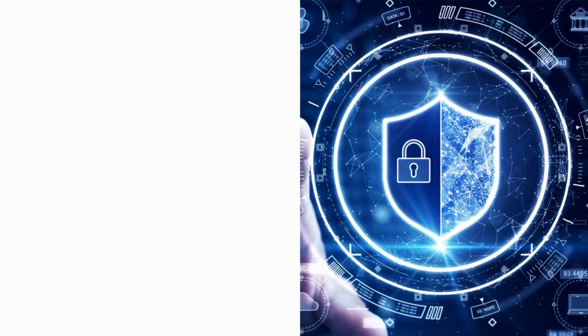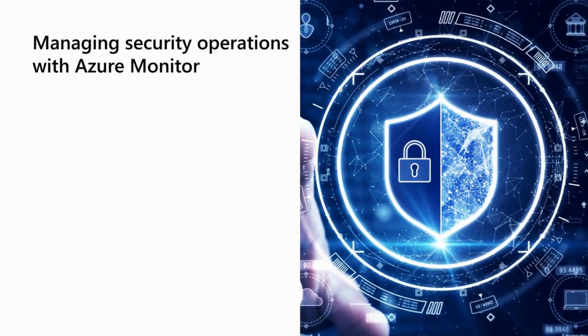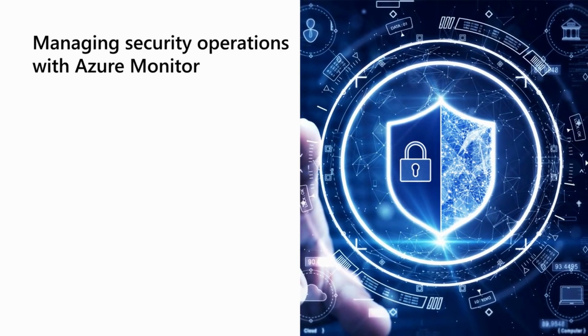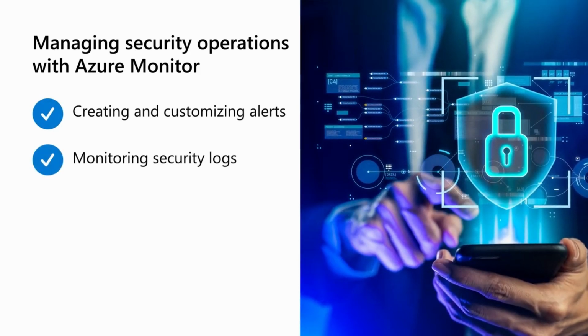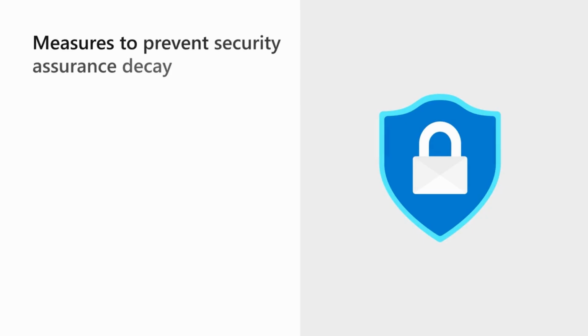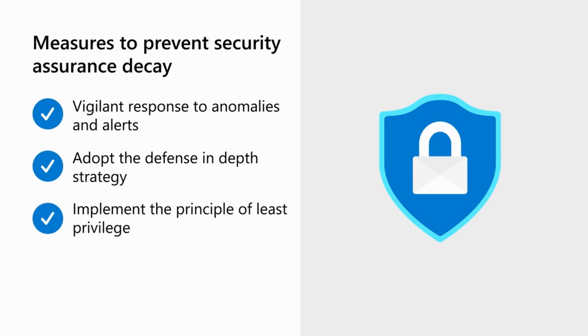Next, let's look at how you can manage Azure's security operations using Azure Monitor. Monitoring security using Azure Monitor involves 3 steps: creating and customizing alerts, monitoring security logs, and configuring diagnostic logging and log retention. To prevent security assurance decay, it's essential that you vigilantly respond to anomalies and alerts. In addition, it's also important to adopt the defense in-depth strategy and the principle of least privilege.